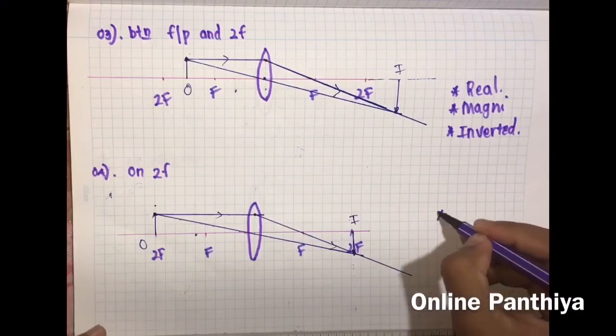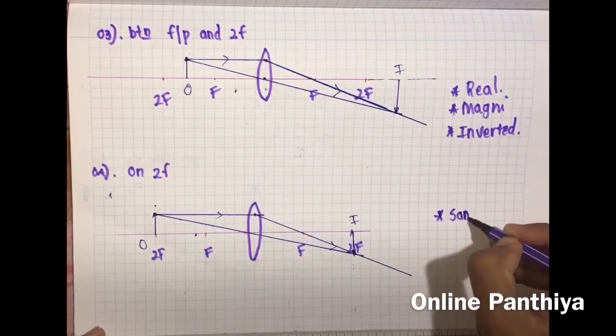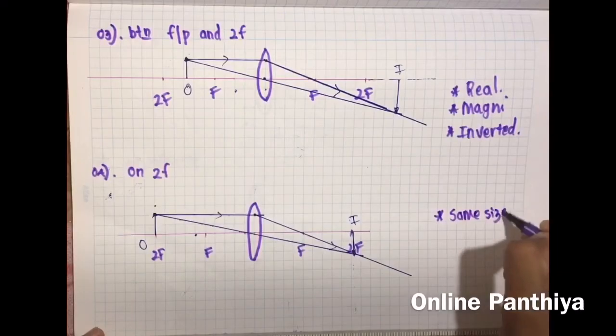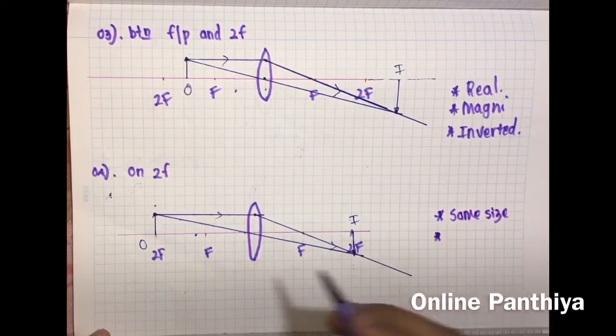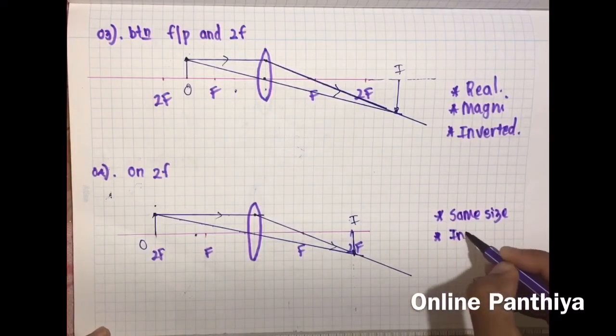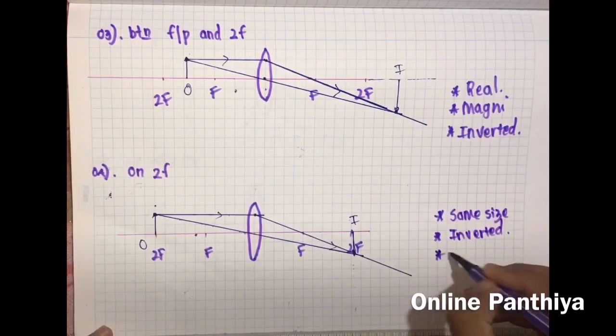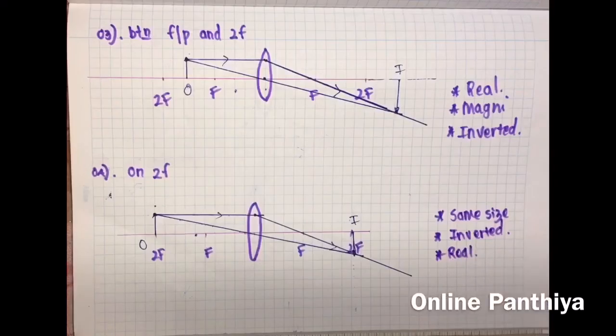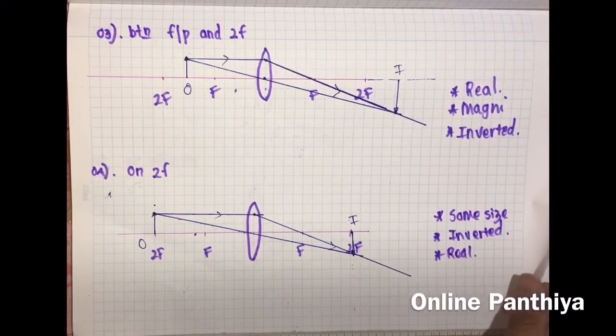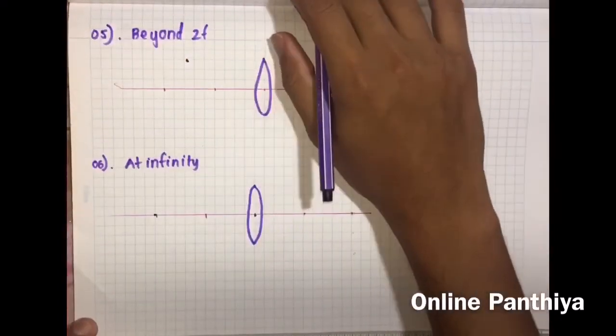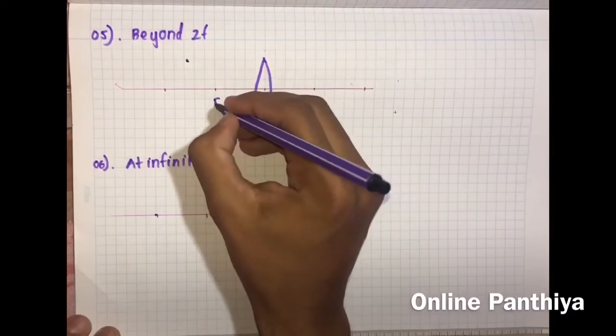So what are the properties? One is that it has the same size. And one special point is that it is inverted. Also you can say it is real. Just know these characteristics. Even for the exam, if they ask you these diagrams, quickly you can take a piece of paper and draw these diagrams and check where you get the images. Then let us move to the next part.